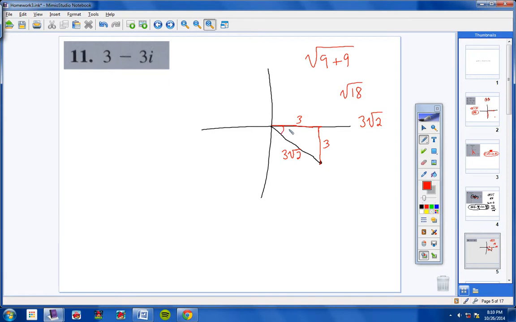And now we're going to find theta right here. So we're going to say tangent of theta equals 3 over 3. So second tangent of 1 is 45 degrees. So this will be 45 degrees. So we're going to rotate from here to here. The direction angle is 315 degrees. So the answer would be 3 square root of 2 cosine 315 degrees. And of course that in radians would be 7 pi over 4, plus I sine 7 pi over 4. There we go. Moving on to number 13.